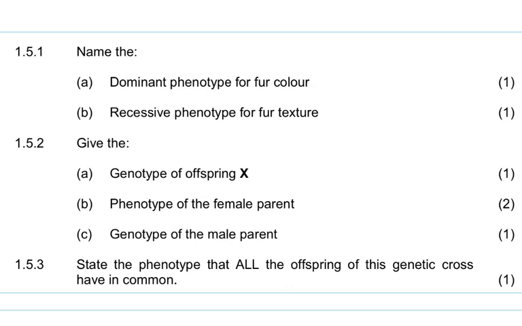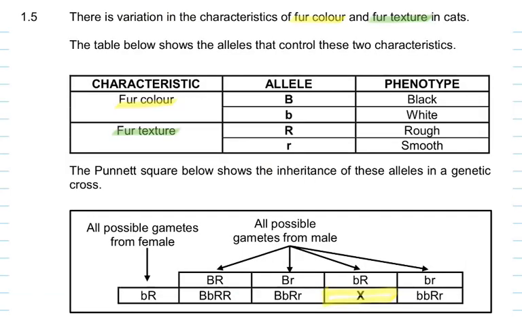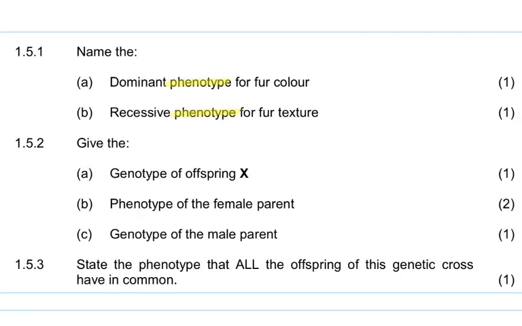Name the dominant phenotype for fur color. Now again, carefully there, phenotype. In the next question as well, they're looking for phenotype. So let's have a look. Dominant phenotype for fur color. So we go back, we find fur color, we find our dominant characteristic, and then we find our phenotype, and the answer we write down will be black. And that will get us a mark.